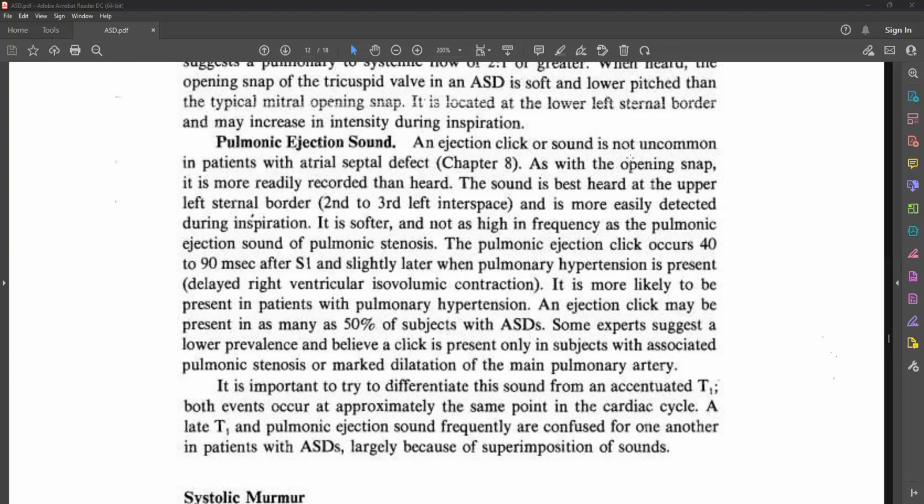the probability goes up. So again, the point we need to remember is that when there is a pulmonary ejection click, the likelihood of a pulmonary hypertension increases. Okay, just remember this point. Ejection click and pulmonary hypertension correlation. I just want to make you understand here.